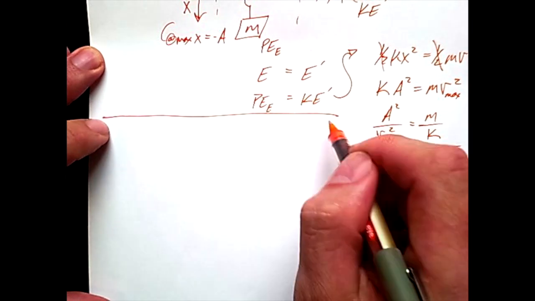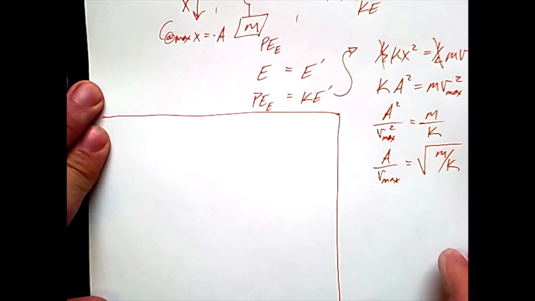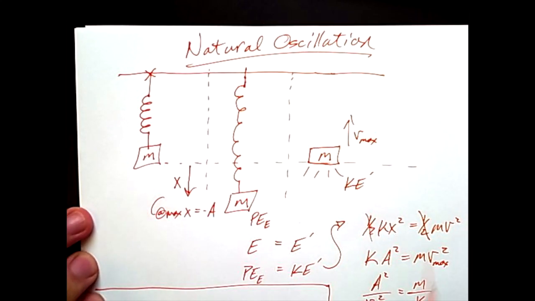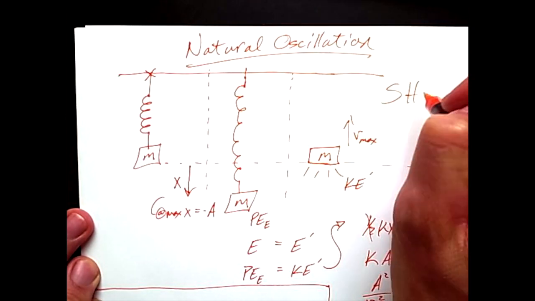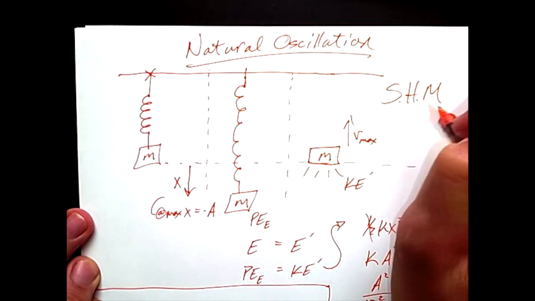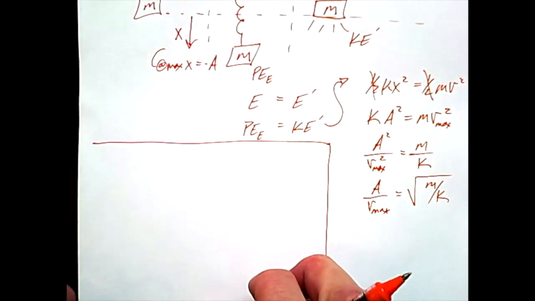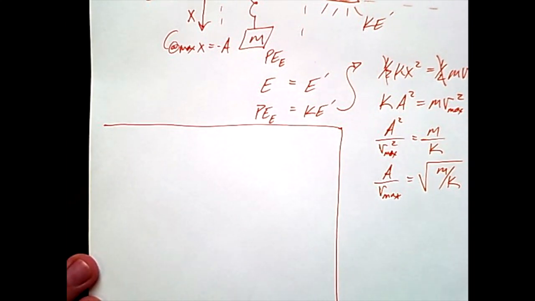Something that's very interesting that we're not going to get into at this point, but we are going to see later, is that natural oscillation in this way is described as simple harmonic motion, SHM. Simple harmonic motion is interesting because it's periodic, repetitive motion that repeats over time for an indefinite period of time. And we've already seen a couple cases of this, the spring bouncing, but also going in a circle.